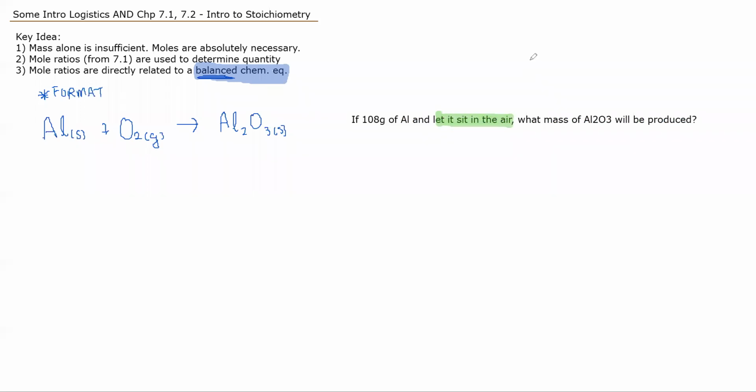It's basically a clear assumption that there's an unlimited amount of oxygen molecules. In other words, I'm only going to look at the aluminum.